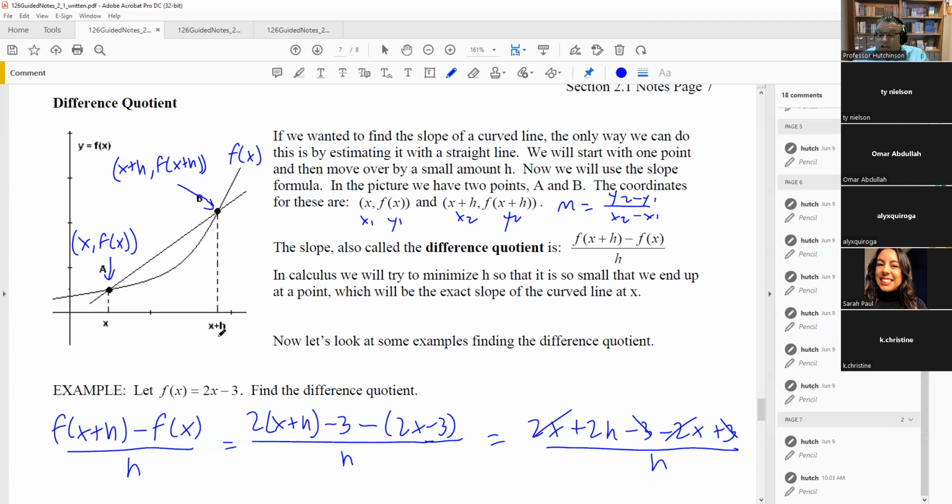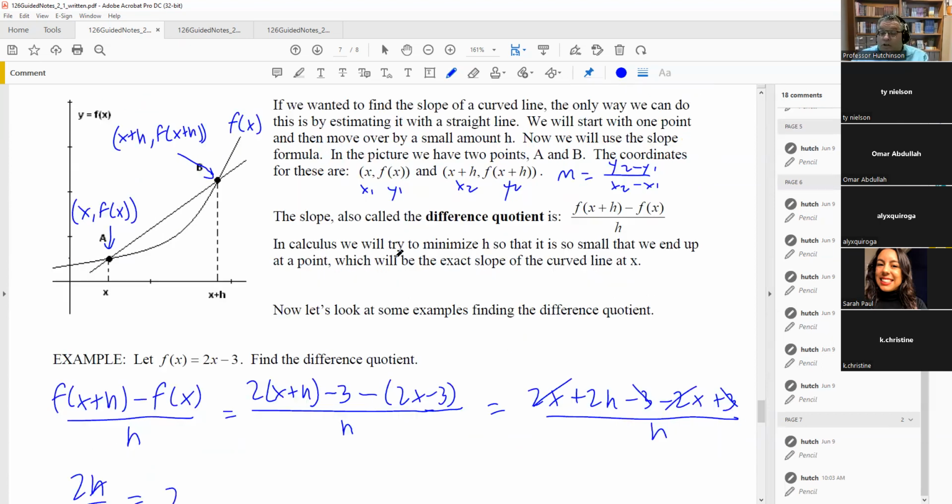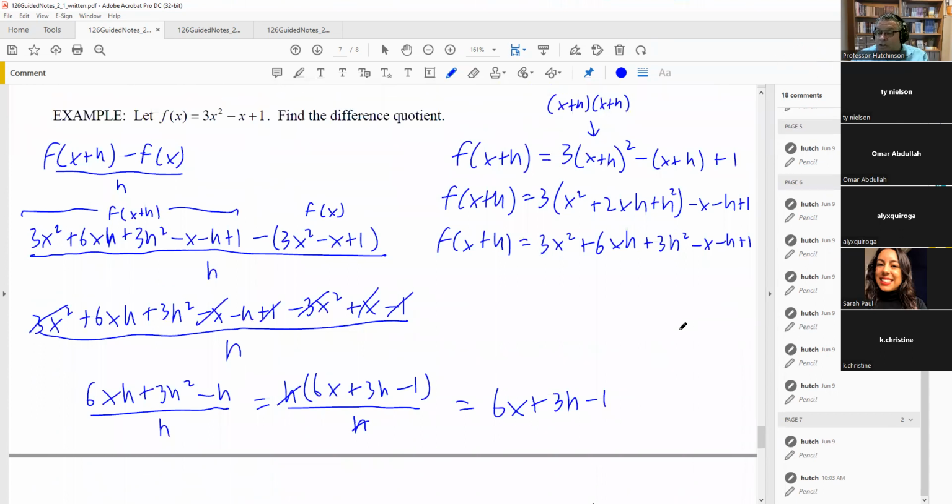Ideally, you want the h to go to 0, so that way this point goes right on top of the other one, and then you can find what the exact value of a slope is. So on this problem here that we just did, in calculus, what's going to happen is this h is going to go to 0, and you'll end up with 6x minus 1. That is actually called a derivative, and a derivative is a function for the slope. It's basically 6x minus 1 would be something where I could find the slope at any point on that curve line that I want. Now, we're not going to go into all that.